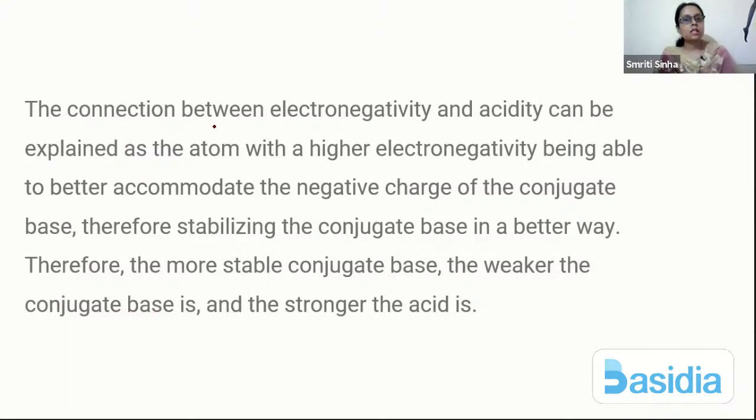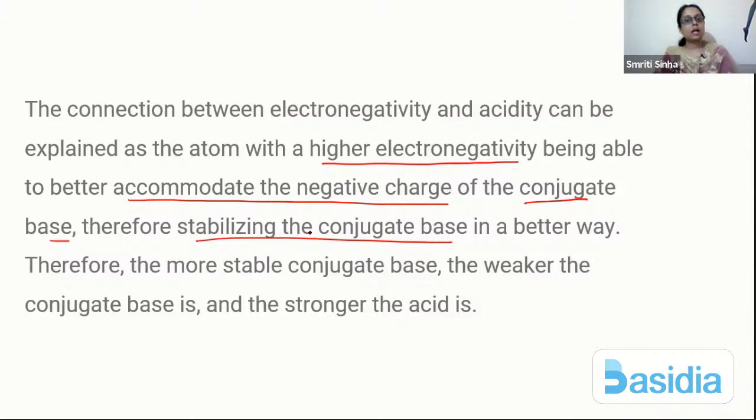So the connection between electronegativity and acidity can be explained in this way: the higher the electronegativity of any atom, the more it can accommodate the negative charge on it as a conjugate base. Because of that, this conjugate base can get well stabilized, and hence it can lose its H plus easily, and stronger will be the acid. So remember, the more stable the conjugate base, the weaker will be the conjugate base, but stronger will be its acid, because it will allow the H plus to be lost easily.